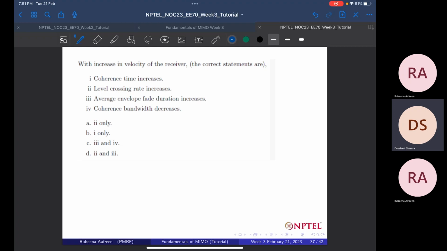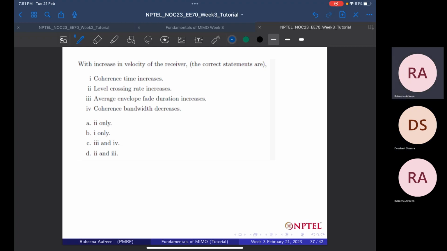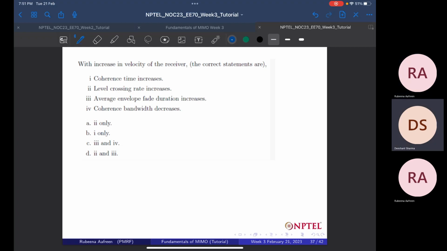Coherence bandwidth decrease? If coherence time is decreasing, then coherence bandwidth will increase. So only two is correct. Only two, I guess, is correct.